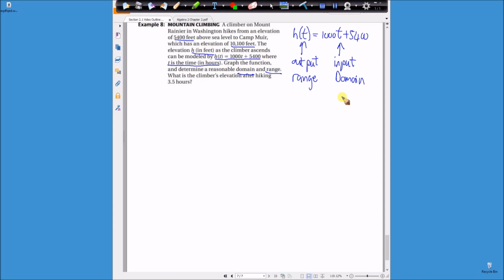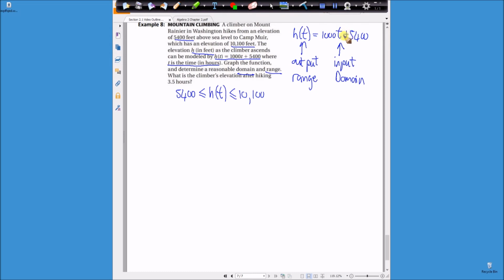They already gave you the output, the range, because the height in feet goes from 5,400 to 10,100. So you already know that the range, the outputs, the height he's going to achieve from climbing, goes from 5,400 to 10,100 feet. This is my range. We need to figure out the domain.